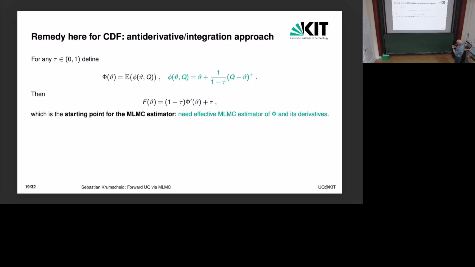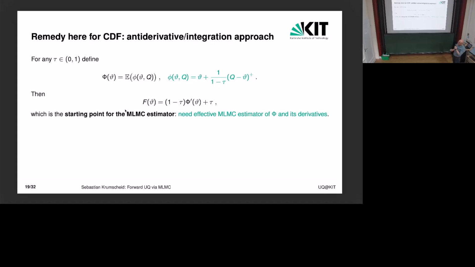Okay, so by q minus theta plus, I mean the positive part, and the reason I do that is it's now a Lipschitz continuous function. I don't have any jump, so it's nice, and I have all these nice bounds apply as before. And there is this relation between, let's say, the CDF of my quantity of interest q to this function capital phi that I've defined here, to this identity here.